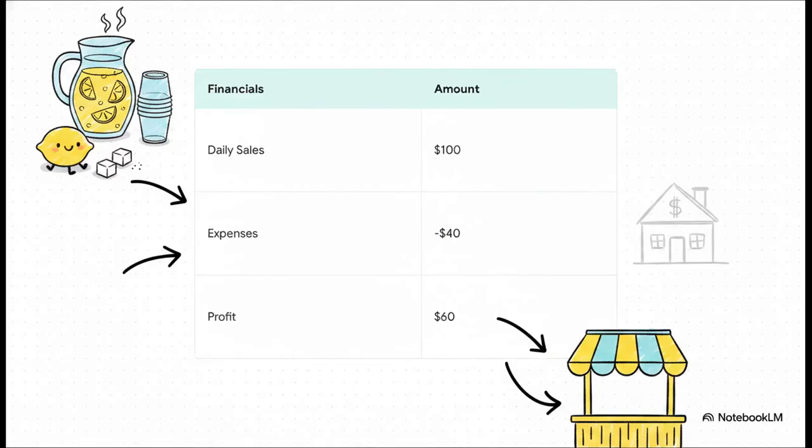Picture this. You've got a lemonade stand. Every day you rake in $100 in sales. But, you gotta buy lemons, sugar, cups. Let's say those expenses cost you $40. Subtract that 40 from your 100, and your net operating income, your profit, is $60.